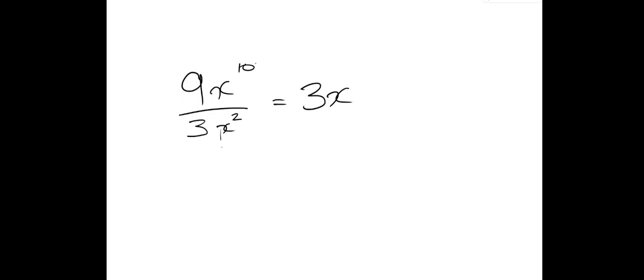One more example, just so you can get the hang of it. 9, let's say, x to the power of 10 divided by 3x to the power of 2. Well, we just follow the rule. The coefficient here is 9, the coefficient here is 3. 9 divided by 3 is 3. The variable is x, and we subtract. 10 minus 2 is 8, and we're done.